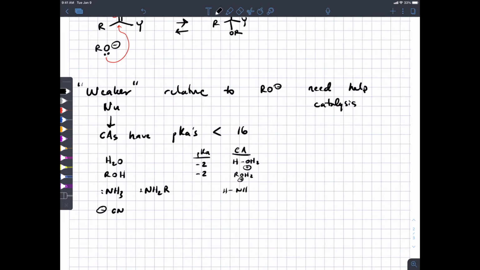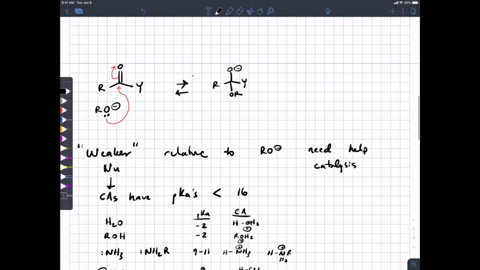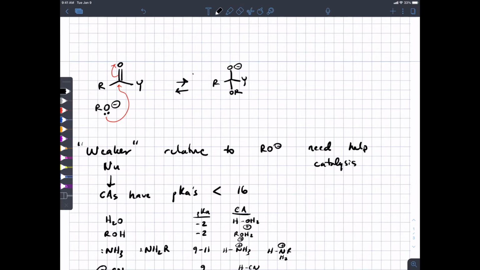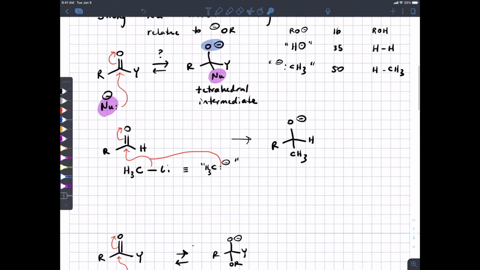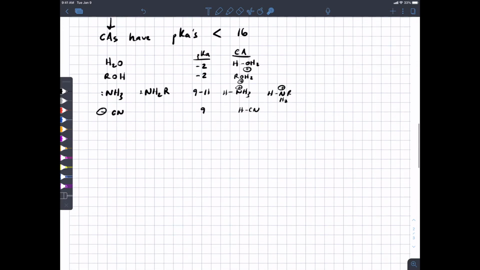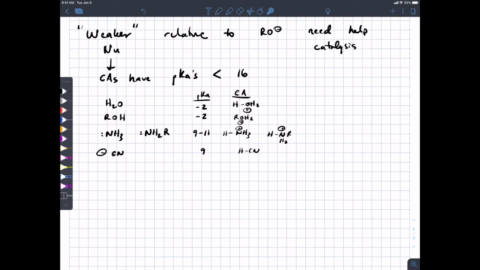It's in the range of 9 to 11 for amino groups like ammonium, or this primary ammonium. HCN has a pKa of about 9. So these are things that are not as reactive as a negatively charged oxygen, where if we considered this equilibrium of nucleophile attacking, we might say, yeah, probably not. Probably starting materials are favored. So how do we make that happen? We use catalysis. And usually this is acid catalysis.